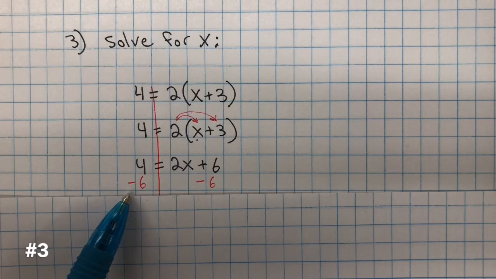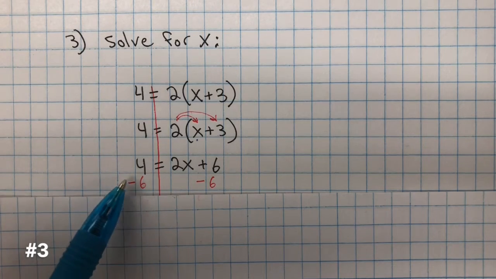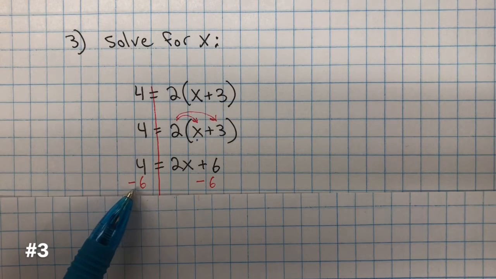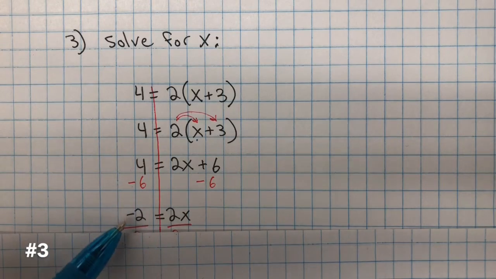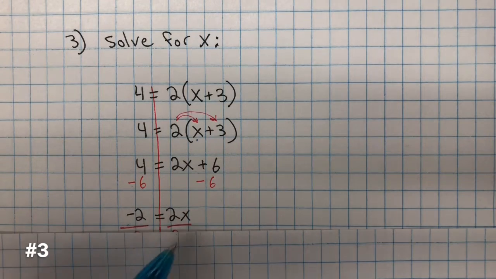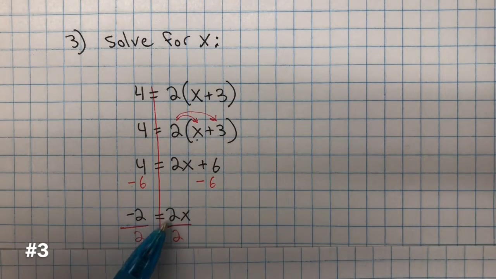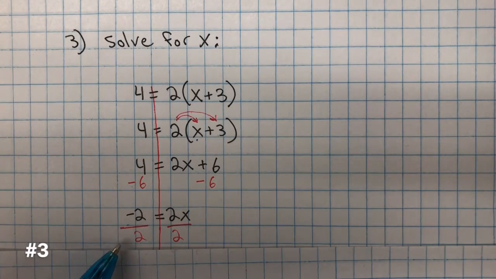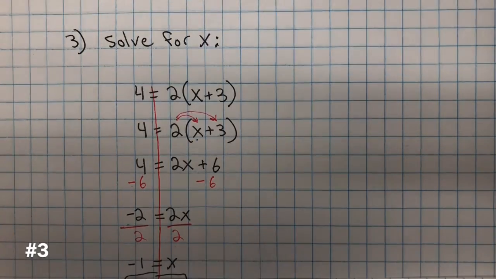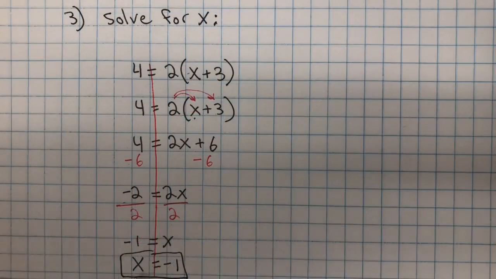4 minus 6, make sure you realize that you have more negatives. So you know that it's going to be a negative. So 4 multiplied by negative 6 is negative 2. Inverse property multiplication is division. Divide both sides by 2. Created a big 1. Negative 2 divided by 2. A negative divided by a positive is going to be a negative. So this is negative 1. So x equals negative 1.